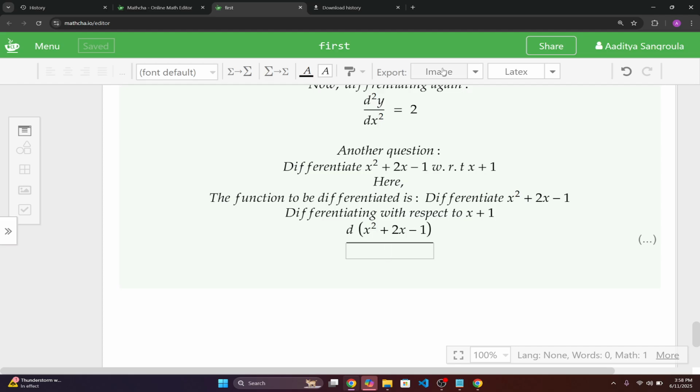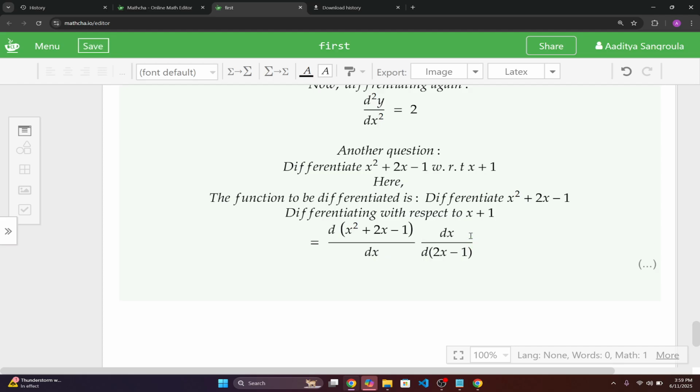Now let's continue. So differentiating with respect to x plus 1, we are differentiating the function x squared plus 2x minus 1 with respect to x plus 1. So what if I do, okay, let me try this. d over dx, and then d over dx of 2x minus 1. So this has at least gotten simplified, right? It has gotten a bit simple. Let's see what happens next.